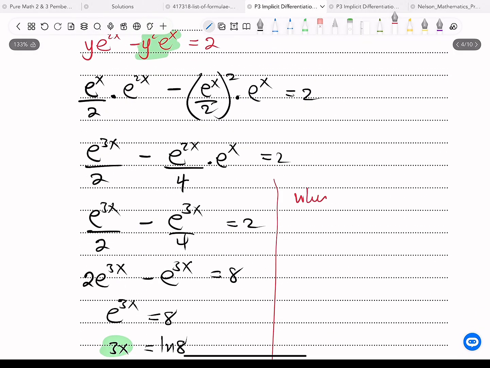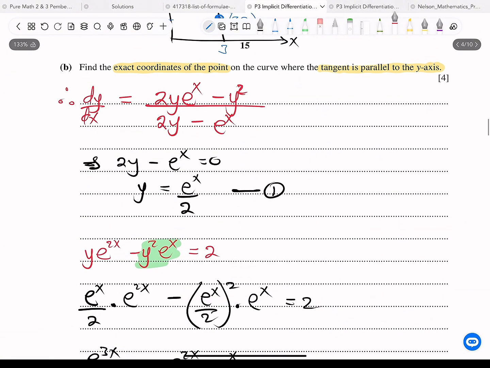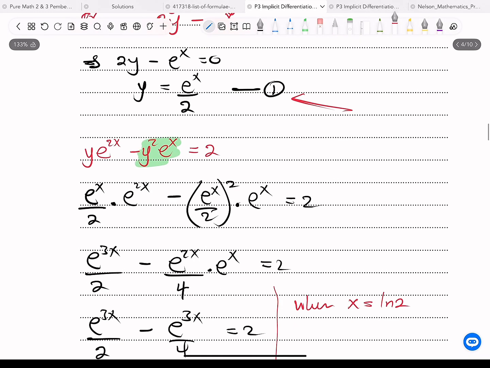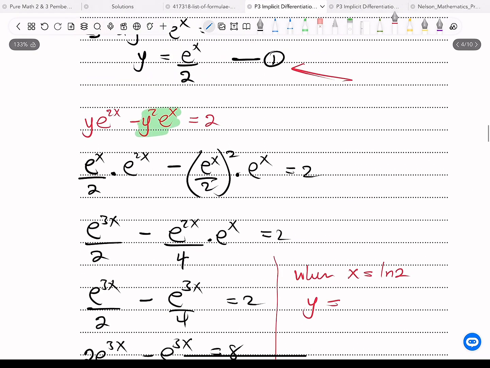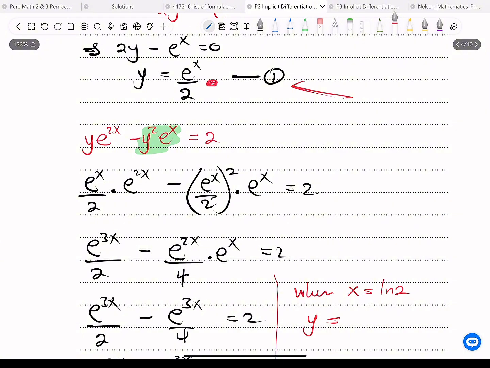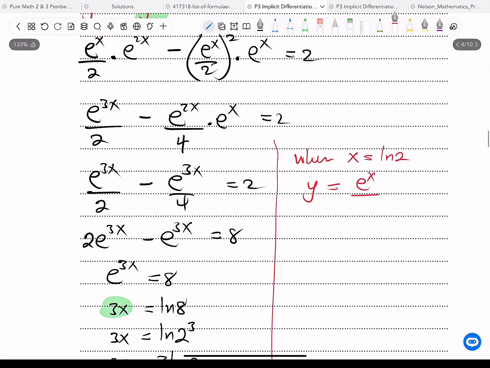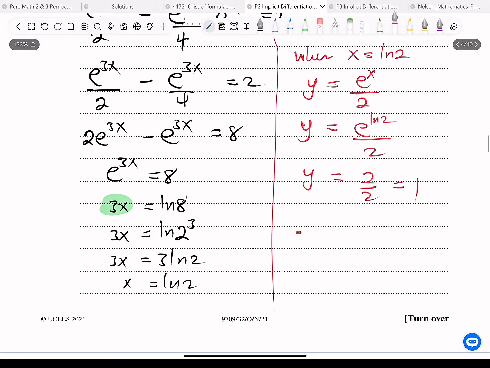All right, so we want y. When x equals ln 2, from equation 1, we can find y. We know y is e to the power x over 2. So we have e to the power ln 2 over 2. And e to the power ln 2 is 2. So 2 over 2 is 1. Therefore, our point where the tangent was parallel to the y-axis is (ln 2, 1). So that's right there with that.